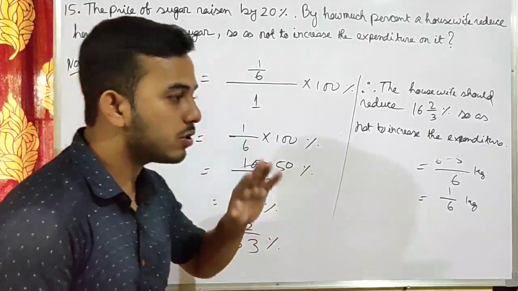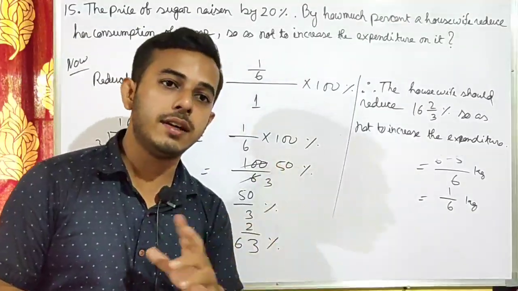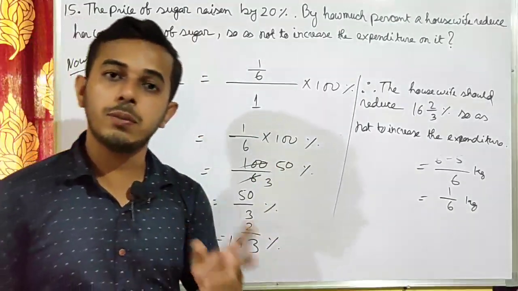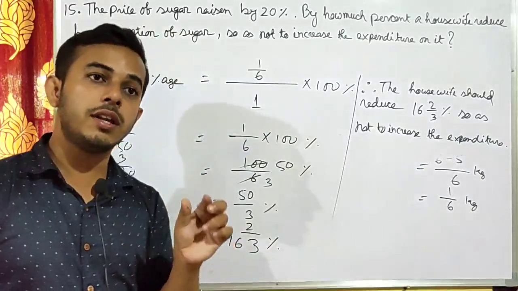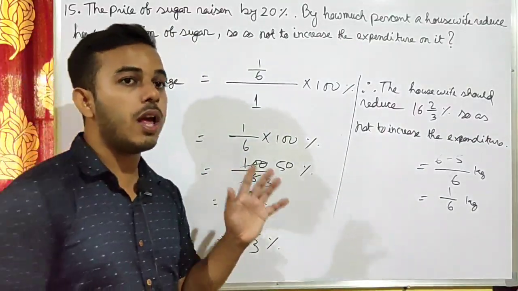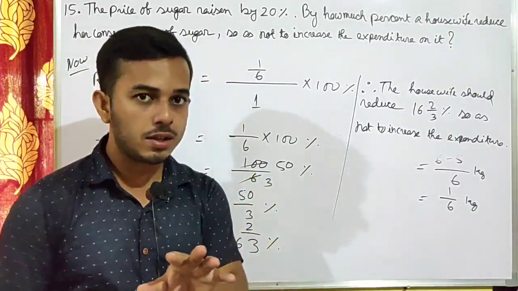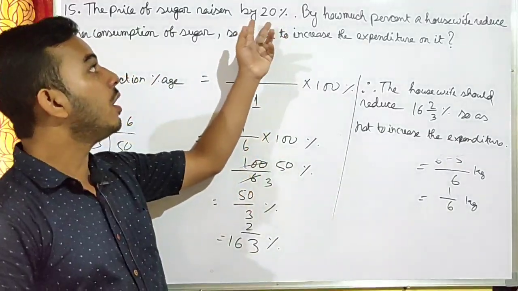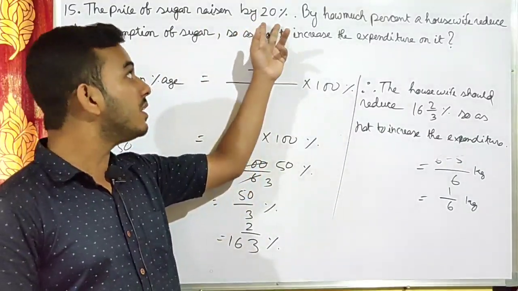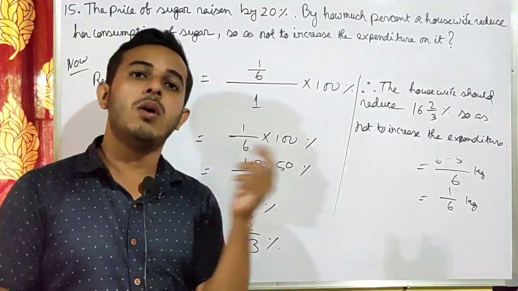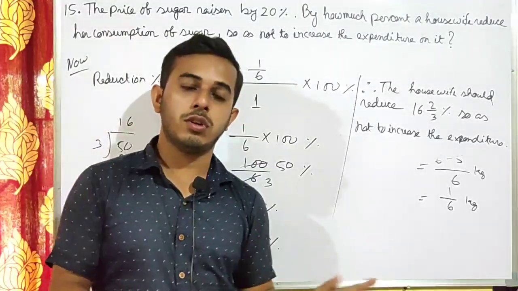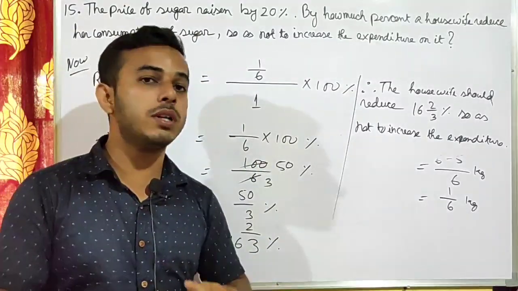So first of all we have done this: let the price of 1 kg sugar be 100, isn't it? Now the increased price will be what? Original price plus percent increase. The original price was 100, then the percent increase is 20% of 100, so it will be 120. So now the present price of the sugar is rupees 120.